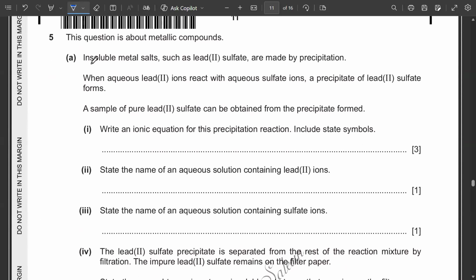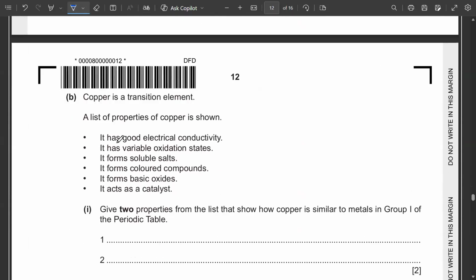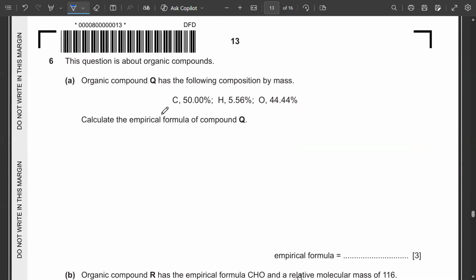We leave question 5. That's not included. Then question number 6. Yes, question number 6 is included. That's also included, which is related to empirical formula calculation. Carbon is 50%, hydrogen is 5.56%, oxygen is 44.4%.